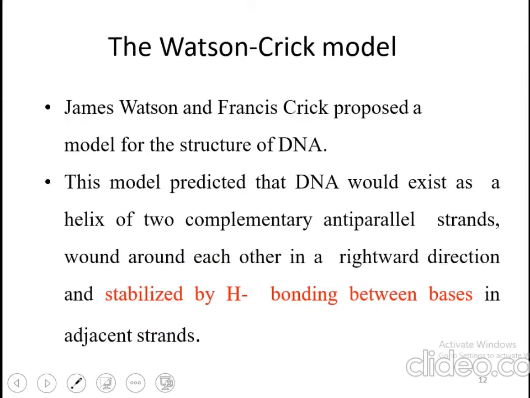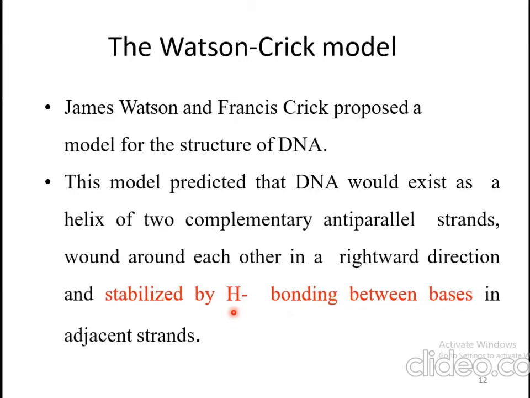Watson and Crick model of DNA. James Watson and Francis Crick proposed a model for the structure of DNA, known as the Watson and Crick model of DNA. This model predicted that DNA would exist as a helix of two complementary anti-parallel strands wound around each other in a rightward direction and stabilized by hydrogen bonding between bases in adjacent strands.